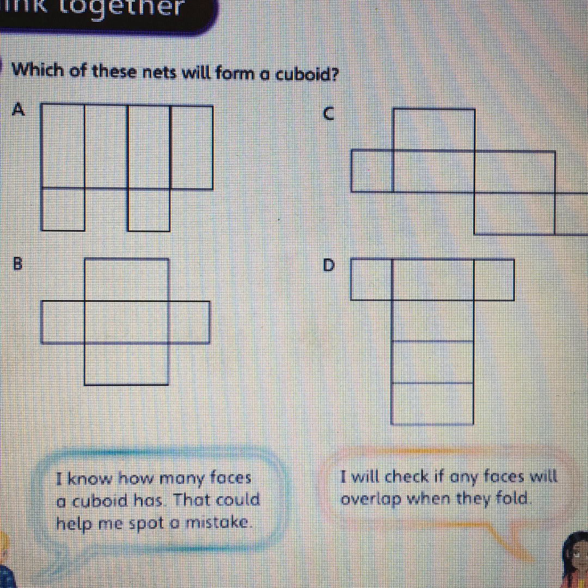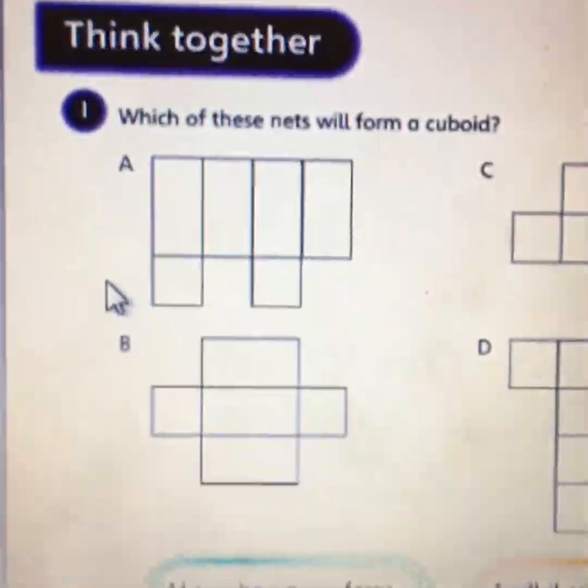So I'm looking for 4 rectangular faces that are the same, and I'm looking for 2 square or rectangular faces that are the same as well. And I want to make sure that when I fold it, none of it's going to overlap, so there's not going to be any gaps missing. Okay, let's have a look then.